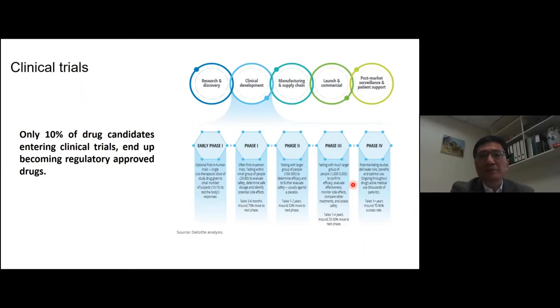As I showed you previously, we have phase 1, phase 2, phase 3, even phase 4, because even after a compound is approved and used clinically, you still have to monitor it; we call these post-marketing studies. And you have probably heard from the media that sometimes a drug used in the clinic for 1 or 2 years has to be withdrawn from the market because of unexpected side effects.